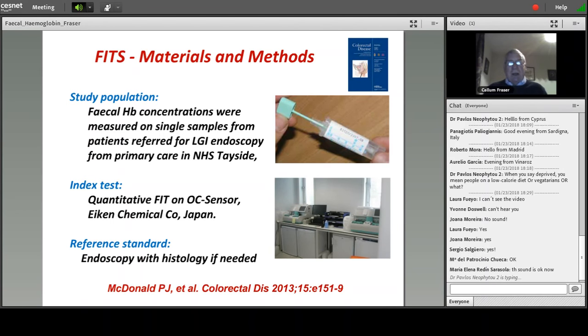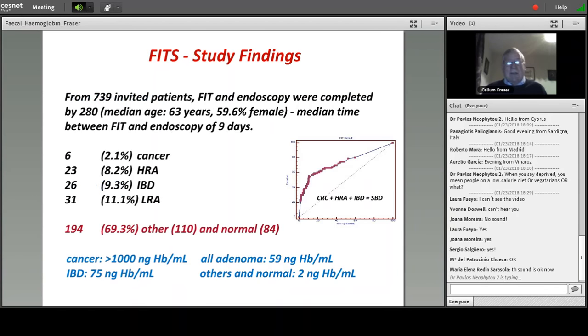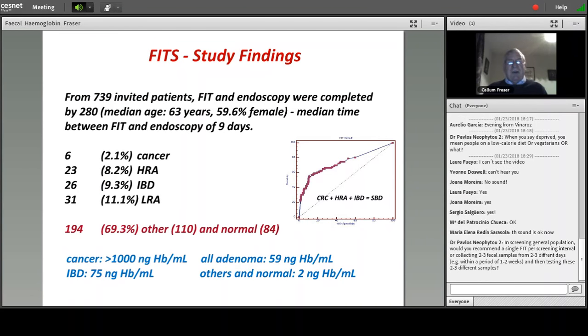It's a very small study where we collected fecal samples from individuals who had been referred for lower gastrointestinal tract colonoscopy from primary care using one of these very, very simple, easy to use specimen collection devices. And our index test was a quantitative FIT, and the reference standard was colonoscopy with histology if required. And here are the results. It is a very small study from 739 patients. We got 280 with both FIT and full colonoscopy.